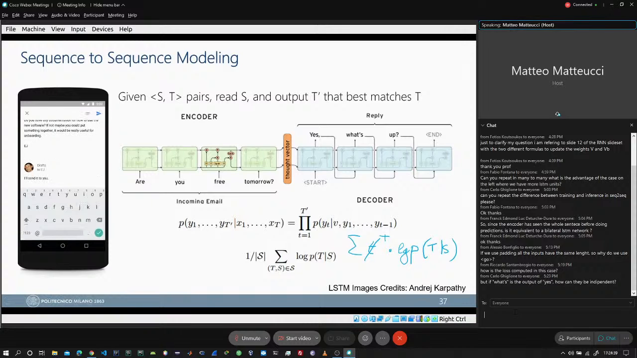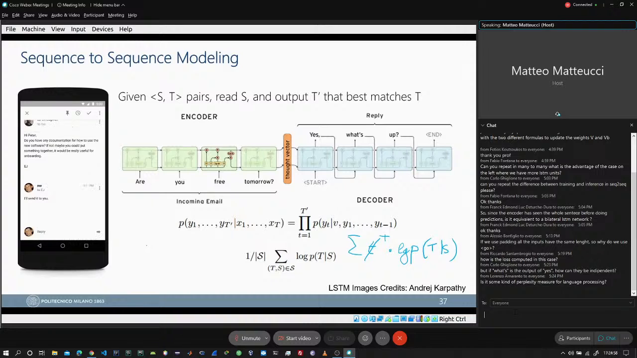Okay, let me see the question. But what is the output of yes, how can they be independent? Okay, indeed they are not independent, they are conditionally independent. So what does it mean?